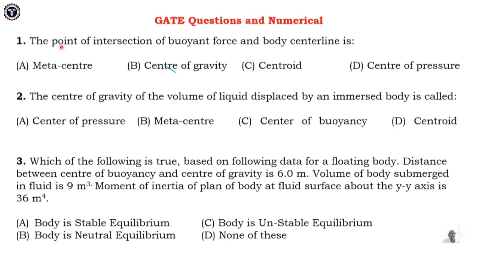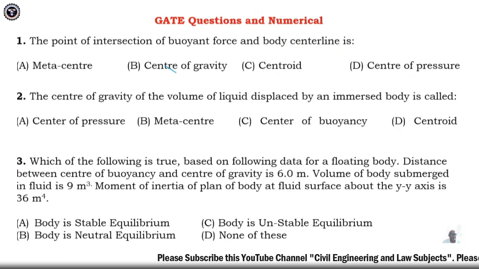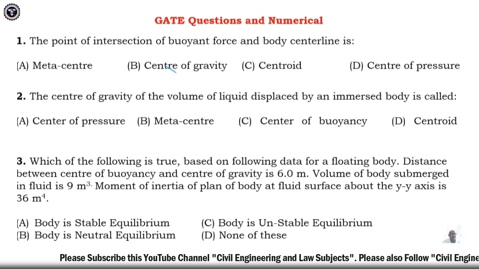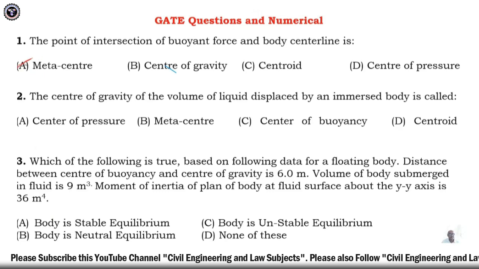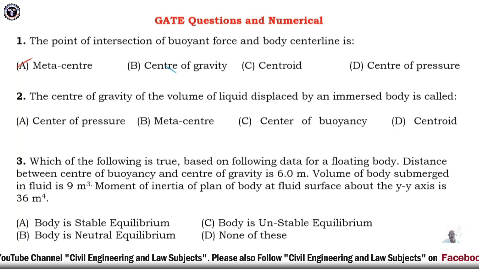So the first problem: the point of intersection of the buoyant force and the body center line is called? Option A is metacenter, B is center of gravity, C is centroid, and D is center of pressure. Obviously the answer is metacenter, option A.